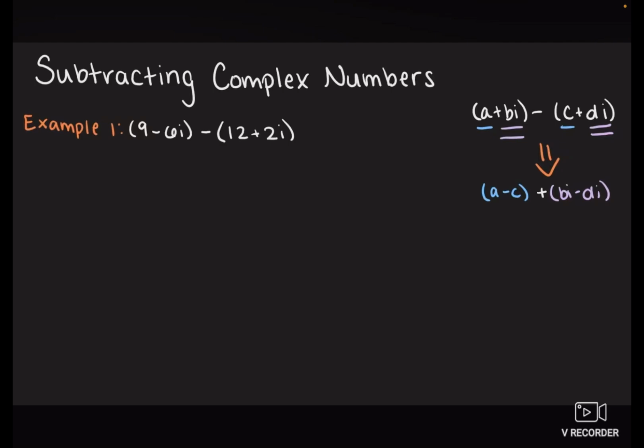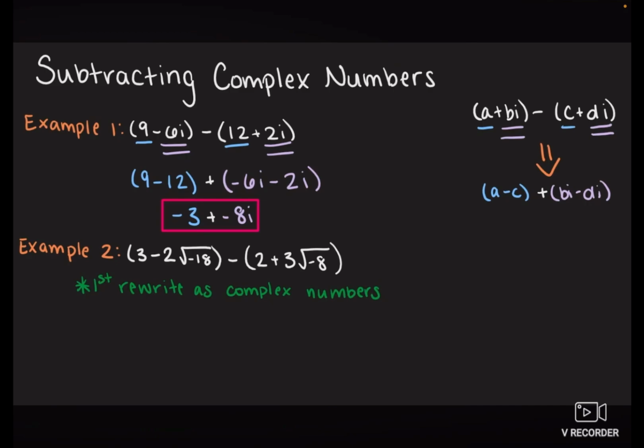The next topic is subtracting complex numbers. While we are subtracting, we are again using the same rule as adding the numbers. We are grouping the real numbers together and imaginary numbers together. See an example. (9 minus 6i) minus (12 plus 2i). 9 minus 12 together and minus 6i minus 2i together. 9 minus 12 is minus 3, minus 6i minus 2i is minus 8i. Hence the answer is minus 3 minus 8i.